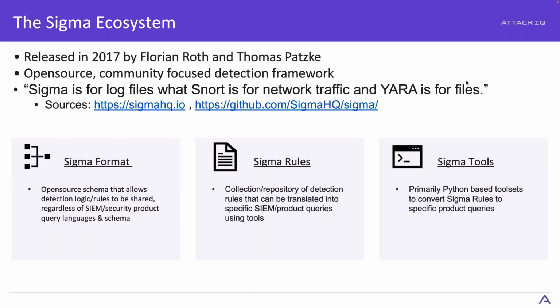So the Sigma ecosystem was released in 2017 by Florian Roth and Tomas Patsky. And it's an open source community focused detection framework. And it consists of three distinct things that tie into each other.